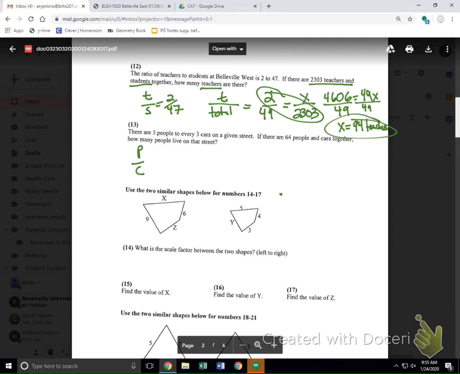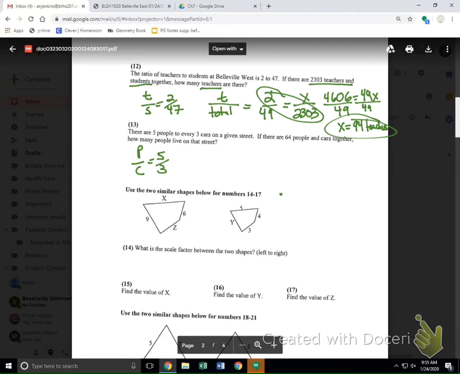So people to cars, we know that ratio would be 5 to 3. If there are 64 people and cars, how many people live on the street? So it wants to know how many people are actually on the street, not homeless people we're counting on the street, okay? I know it was not worded well. I tried to preface the question with that.